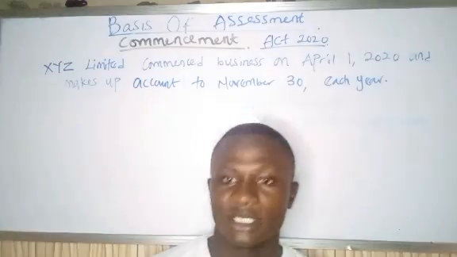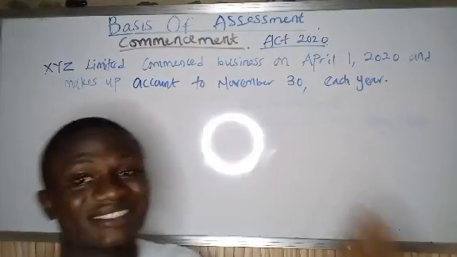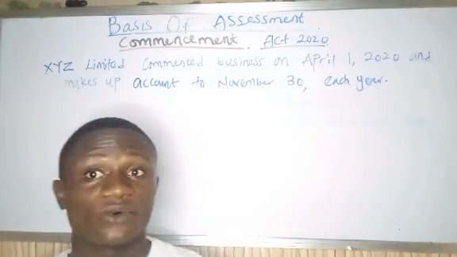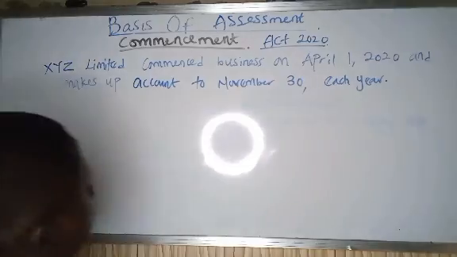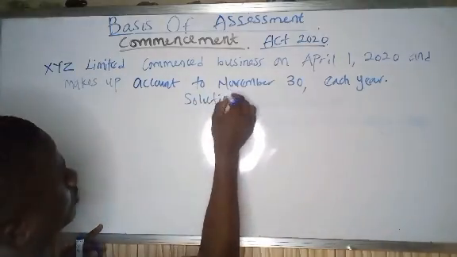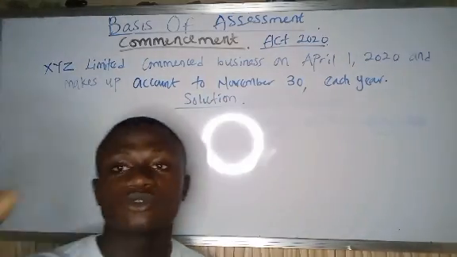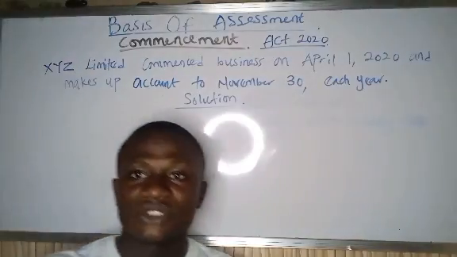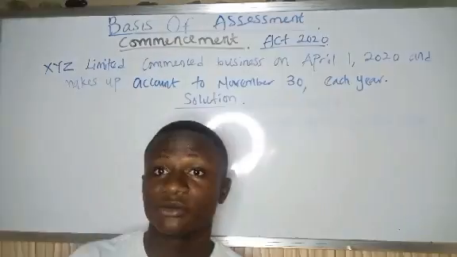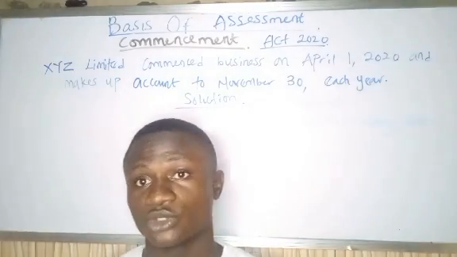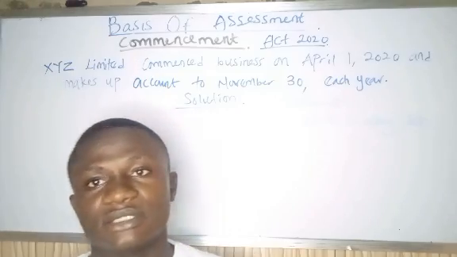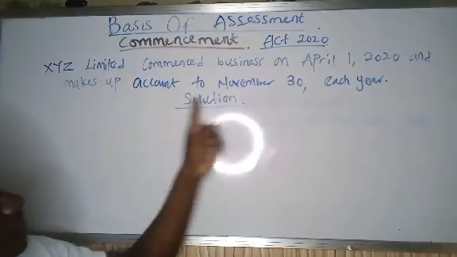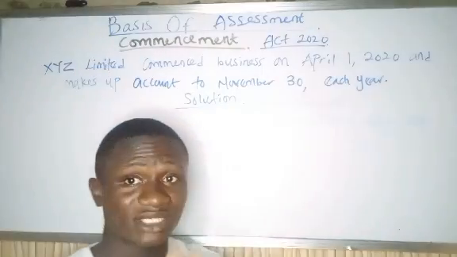So in this situation, the required is to determine the basis period for the first 4 years. So how do we determine the basis period for the first 4 years of this business? It's very simple. So we have our solution. The rule of taxation according to Finance Act 2020 states that the first year will be from the date of commencement till the date the business chose to always end their account. They chose November of every year to always end their account. So that's their first year.